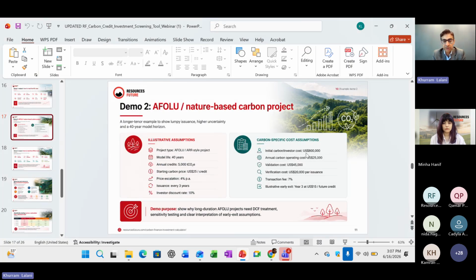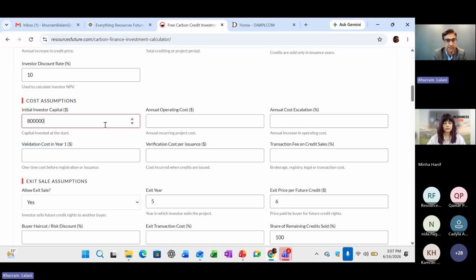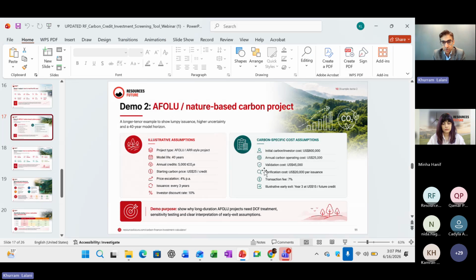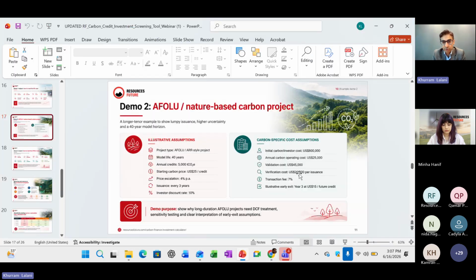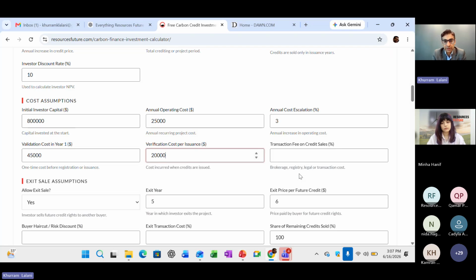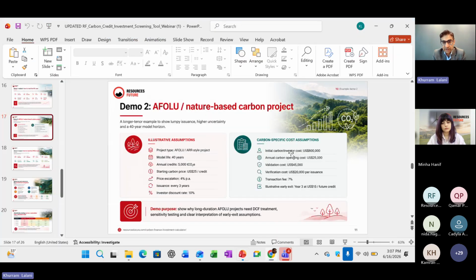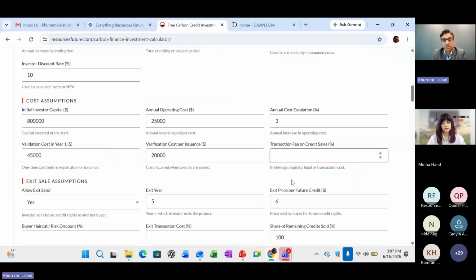Initial investor cost is maybe $800,000. Annual operating cost is $25,000. Annual cost escalation, we can just take it as 3%. Validation cost is $45,000. Verification cost is $20,000. And transaction fee, we can take a lump sum 7%.